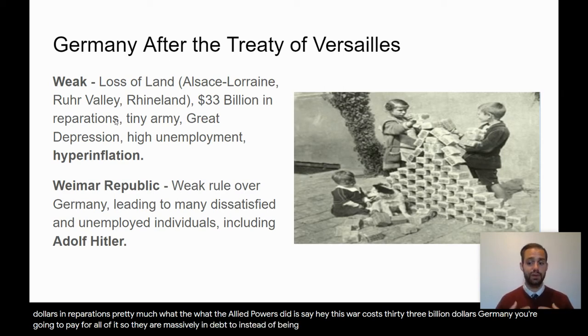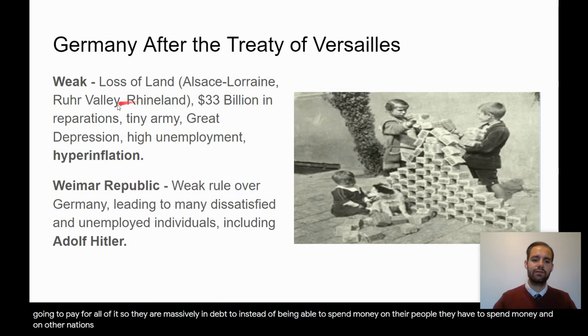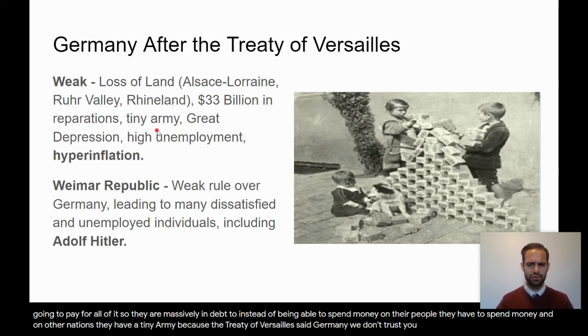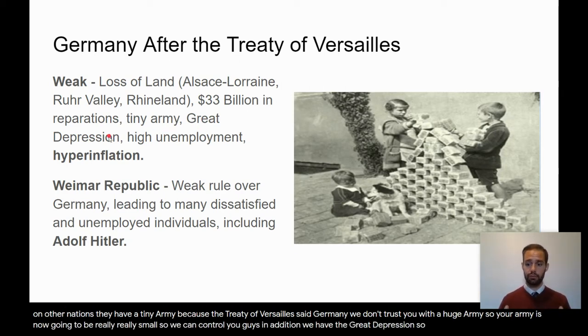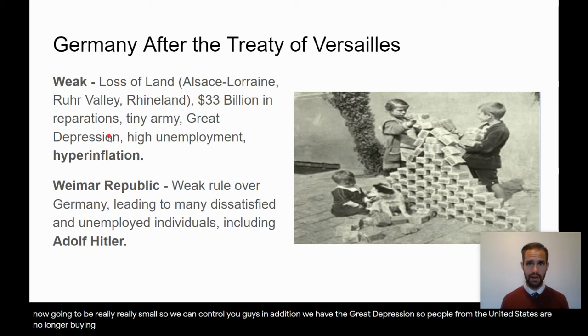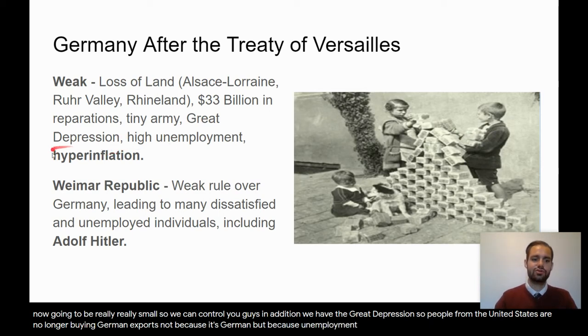So instead of being able to spend money on their people, they have to spend money on other nations. They have a tiny army because the Treaty of Versailles said, Germany, we don't trust you with a huge army, so your army is now going to be really small so we can control you guys. In addition, we have the Great Depression. People from the United States are no longer buying German exports, not because it's German, but because they don't have money to buy anything. And this leads to high unemployment, and this leads to hyperinflation, as we see here.